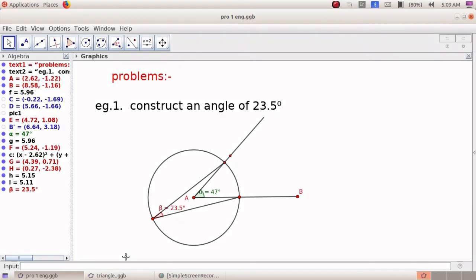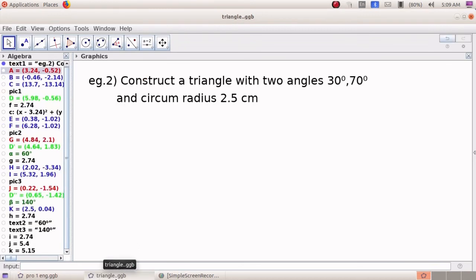That can be done. Let us have one more example. See the question. Here we are asked to construct a triangle with two angles 30 degrees and 70 degrees and circumradius 2.5 centimeter. That means you have to draw a triangle with all its vertices on a circle of radius 2.5 centimeter, and two angles of that triangle should be 30 degrees and 70 degrees.